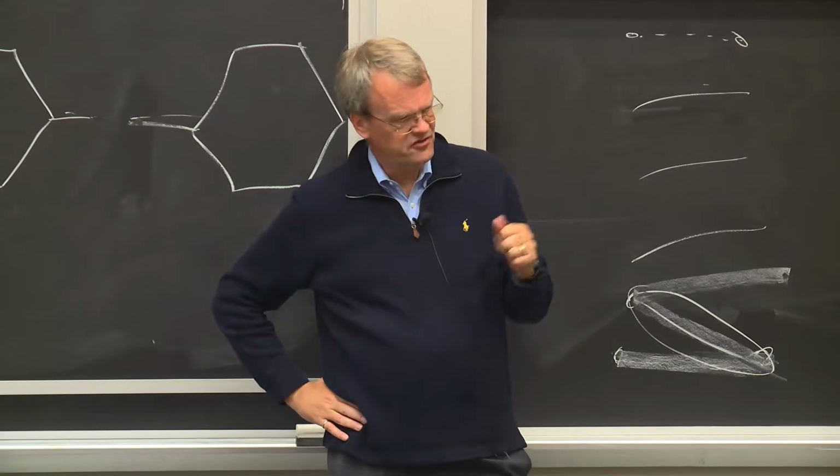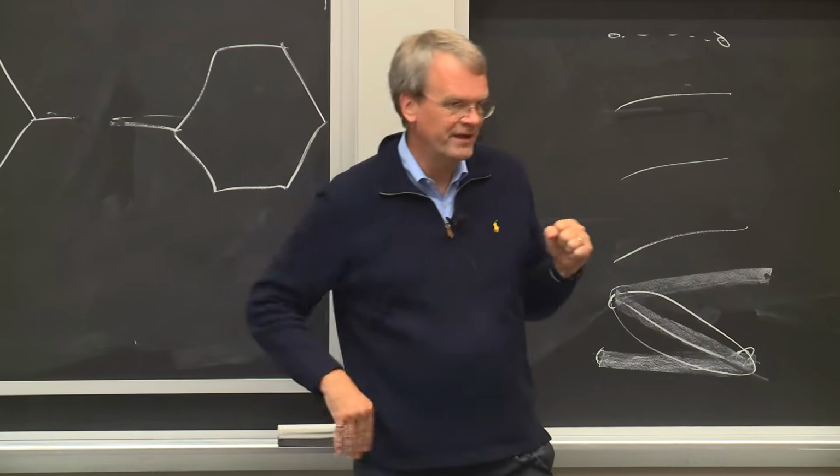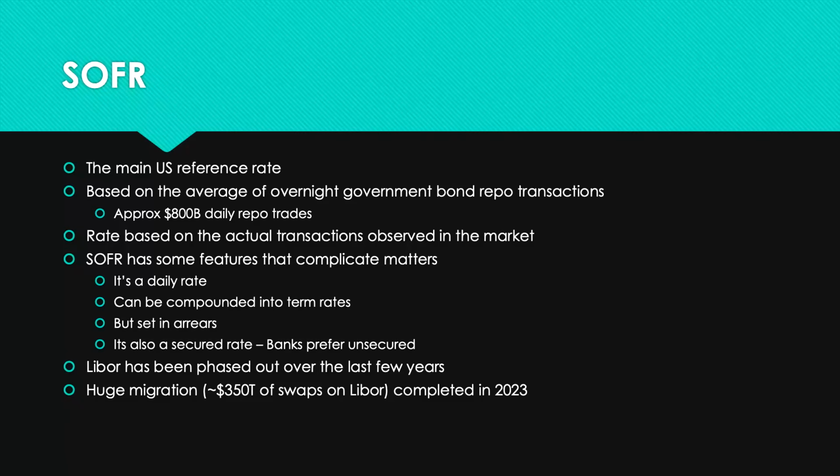And the other interesting thing is SOFR is a secured rate. The banks actually prefer to lend unsecured. So I think when a bank makes a loan, so it'll do a floating rate loan to a corporate, they'll give them $100 million. Corporate will pay them the floating rate, say Libor plus spread or whatever.